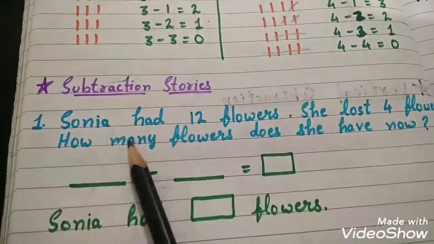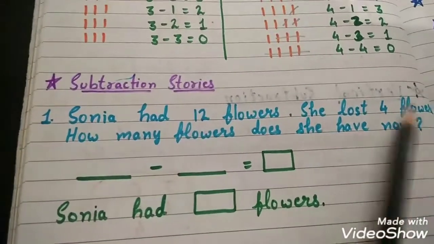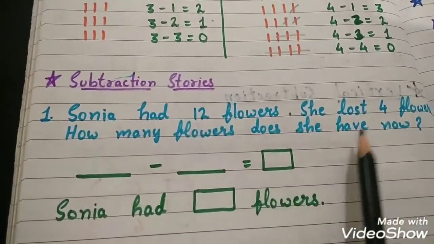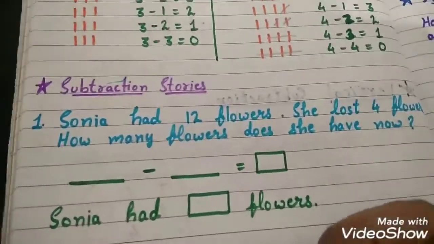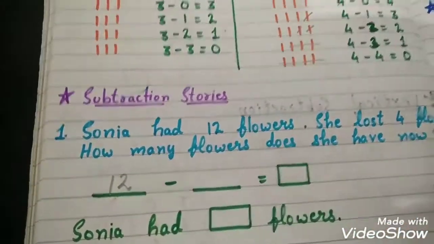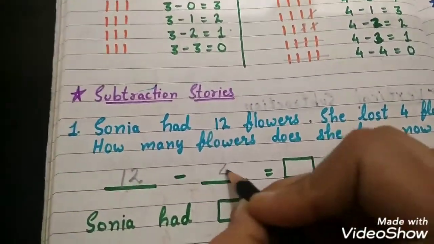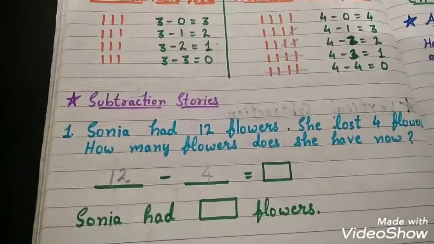Let us read out the statement. Sonia had 12 flowers. She lost 4 flowers. How many flowers does she have now? How many flowers does Sonia have? 12 flowers. And how many flowers does Sonia lose? 4 flowers. So, 12 minus 4.